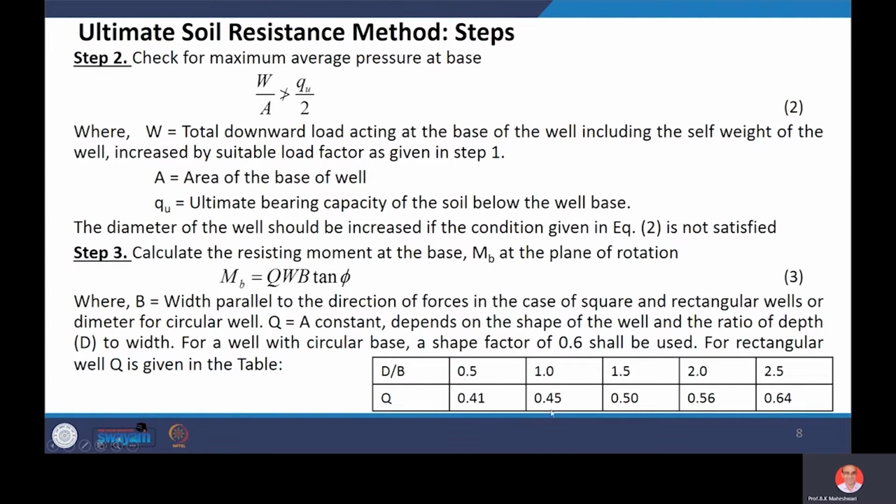Suppose D by B equal to 1, then it will be 0.45. If D by B is increasing, then the value of Q is increasing, but the value of Q will always be less than 1. That needs to be understood. And phi is the angle of internal friction. So using equation 3, one can calculate the value of resisting moment at the base.